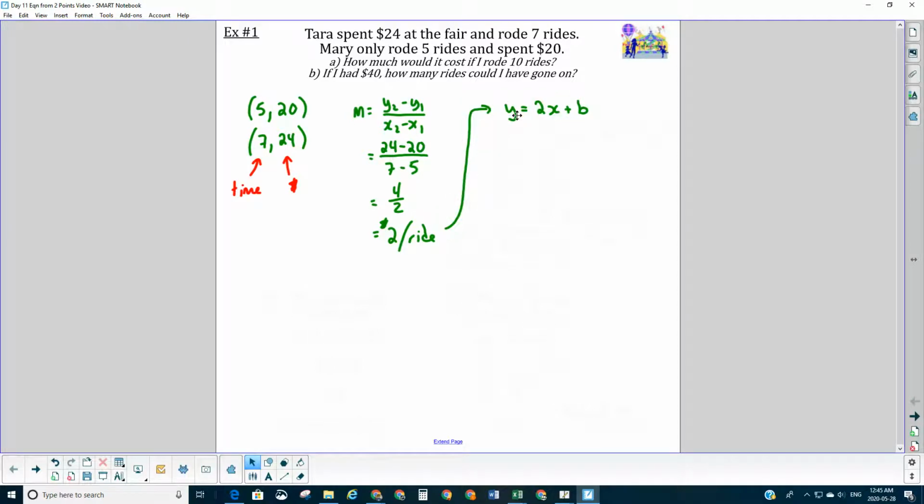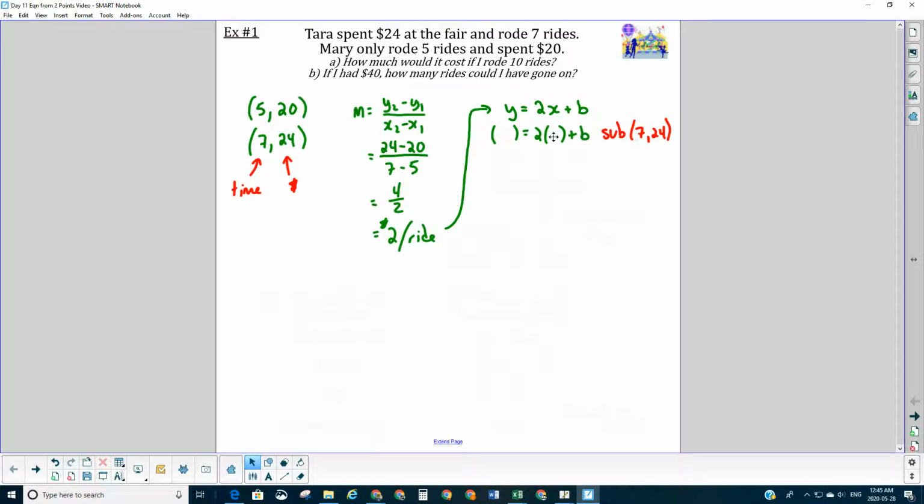So we know already we have y equals 2x plus b. And what we need to do is use an x and a y to figure out the flat rate. Well, yesterday we only had one option. We plugged in the given point. Well, here we have two, and it doesn't matter which one we pick. So for fun, I'm going to choose (7, 24), just because Tara's is the first one up there. But I could choose (5, 20), and I would get the same answer, because it's the same flat rate. Remember, the flat rate is the entrance fee.